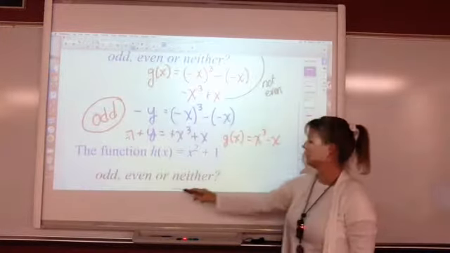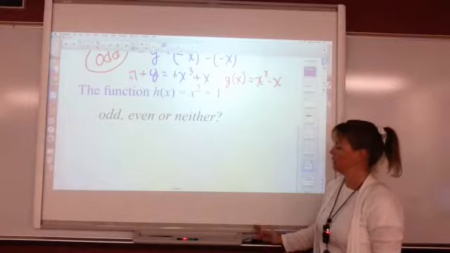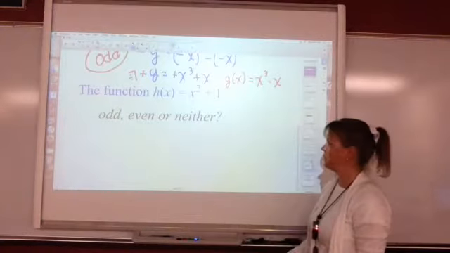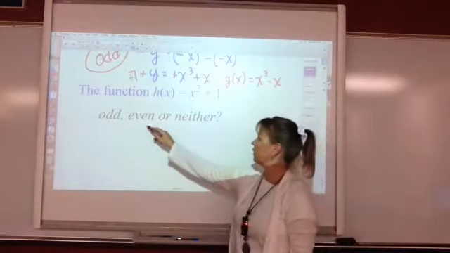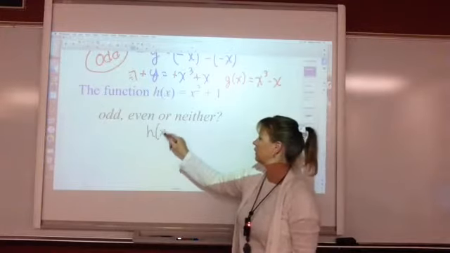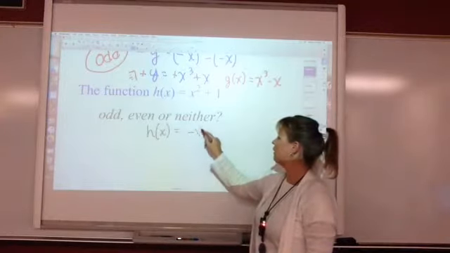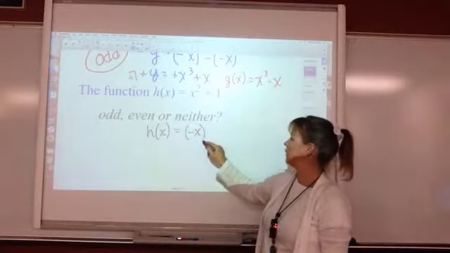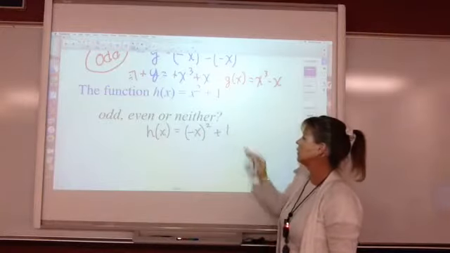Last one, let's try this one. H of x equals x squared plus 1. Is it odd? Is it even? Is it neither? Again, pause it if you need to. Take the time to write it down. We're going to go with h of x equals negative x, in parentheses, squared, plus 1.